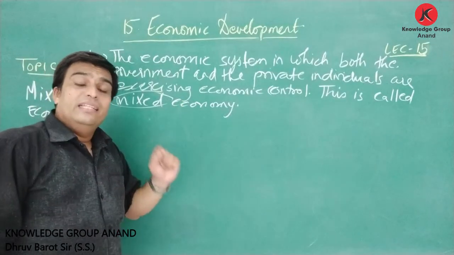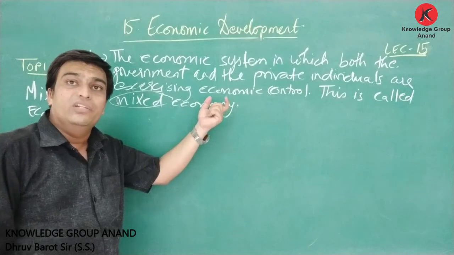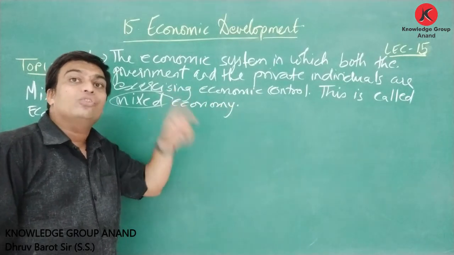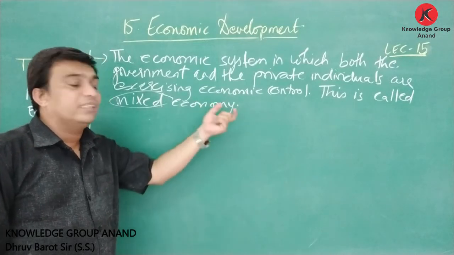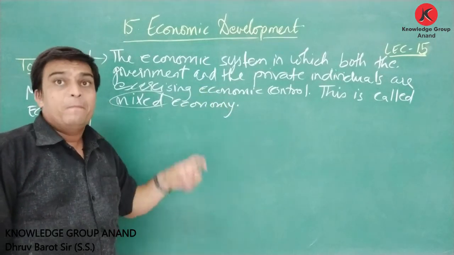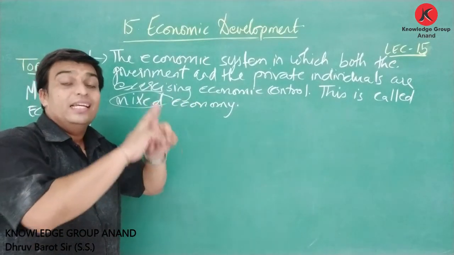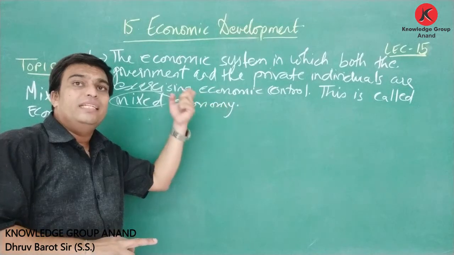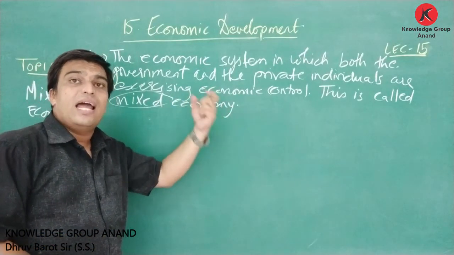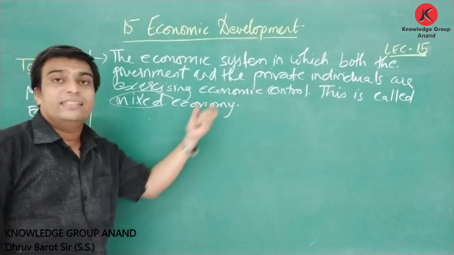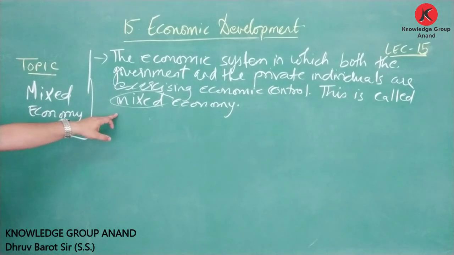Friends, in the market system we discussed that all the economic control was in the hand of the individual or the citizens. In the socialist system we discussed that all the power of economic decisions and controls were in the hand of the government. But now this mixed economy is the mixture of both the things. Here in this type of economy, in this system, all the economic controls and the economic decisions are in the hand of individual as well as the government. So both of them exercise economic control in this system.